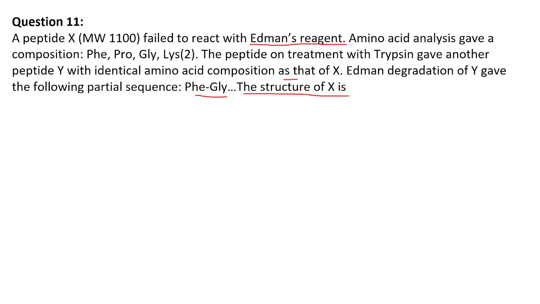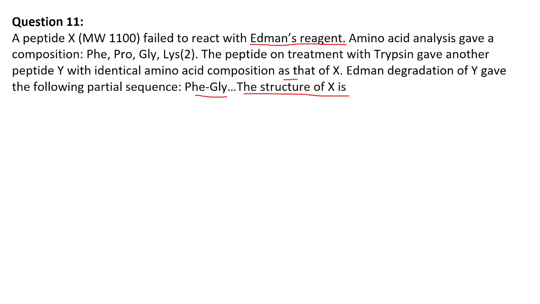So next, again a similar question: a peptide with the molecular weight 1100 failed to react with Edman's reagent. Okay, failed to react with Edman's reagent. That means Edman's reagent reacts with the N-terminus. That means it does not have an N-terminus. What does it indicate? It indicates that it can be a cyclic peptide.